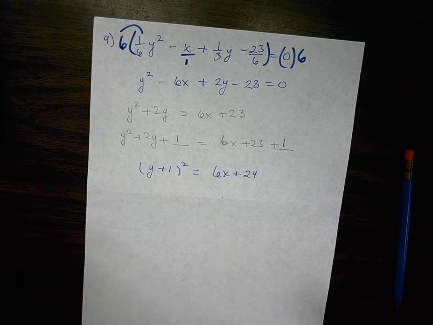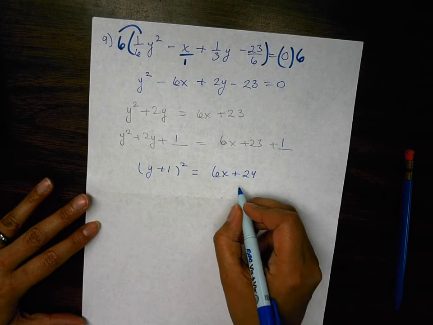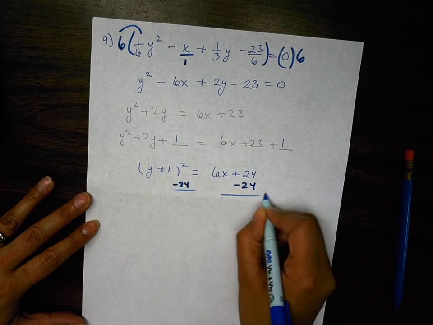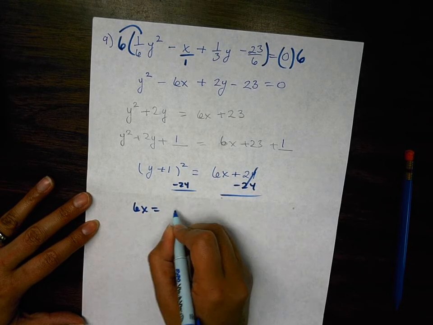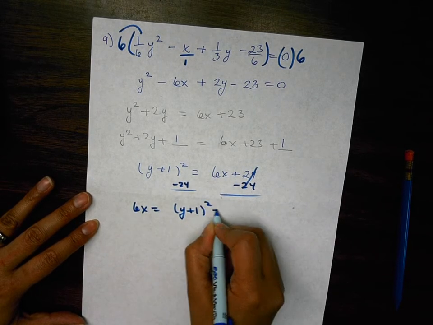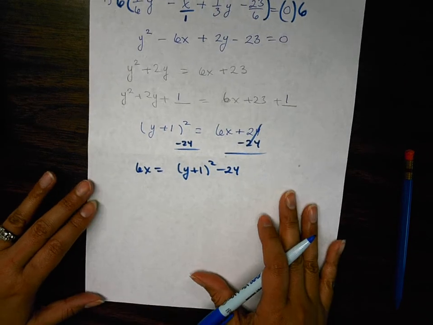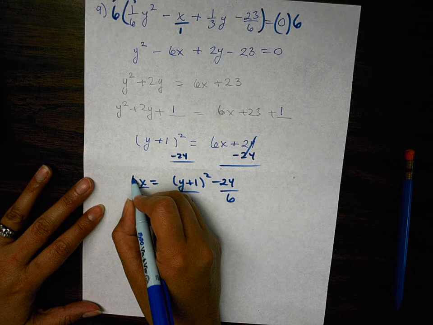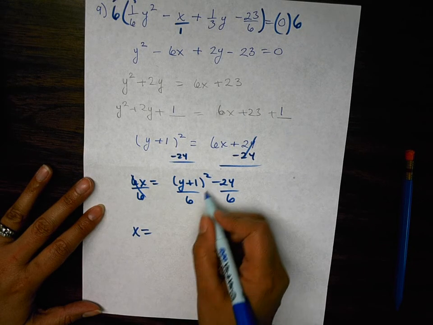All right, I'm trying to get x by itself because I wanted x equals blah, blah, blah. What do I subtract? And the only thing I'm going to do is I'm going to put the 6x over here. And then quantity of y plus 1 squared minus 24. What's the last step? Divide by 6, divide by 6, and divide by 6.